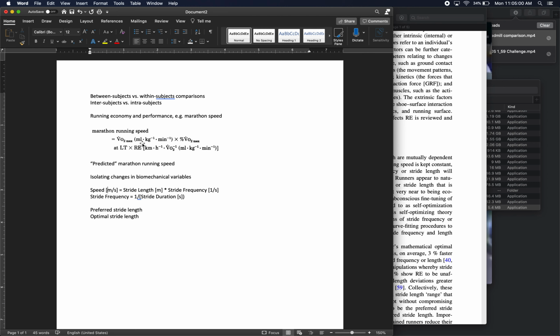If it's an experienced runner, a serious runner, a competitive runner, chances are they've already self-optimized their preferred stride parameters here and are probably pretty close to their optimal stride length. Even if they're a little bit off, changing it by just a percentage or two is probably not going to make any appreciable difference in the running economy.